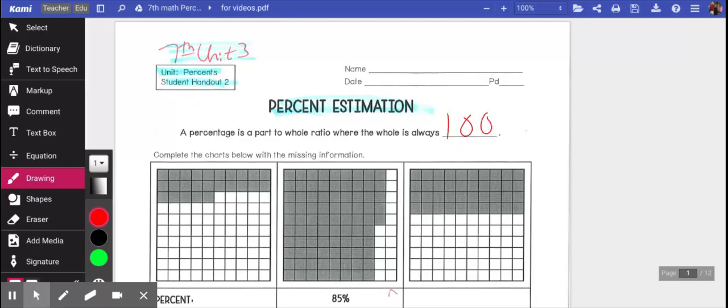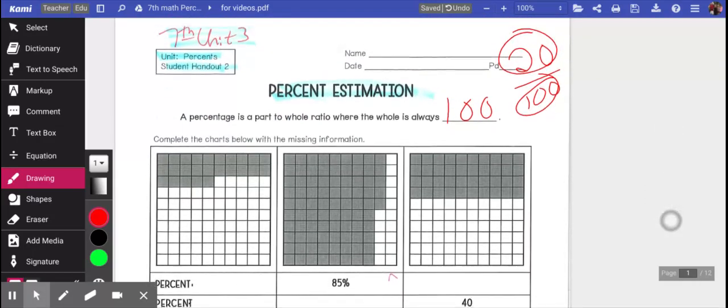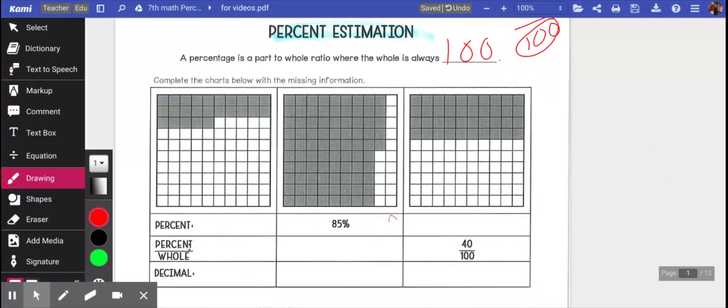So when they say it's a ratio, like if you said, I got a 20% on my test, which wouldn't be good, you could do 20 out of 100 if there was 100 questions. So that's why it's a ratio. This would be your part. This would be the whole. Okay, so we're going to complete the charts below. And yes, we are starting on handout 2. If you're wondering, we don't need handout 1.